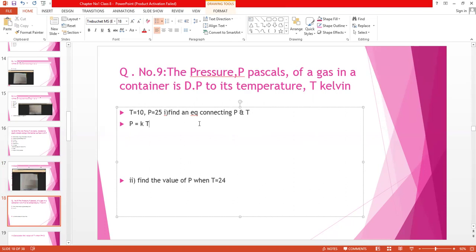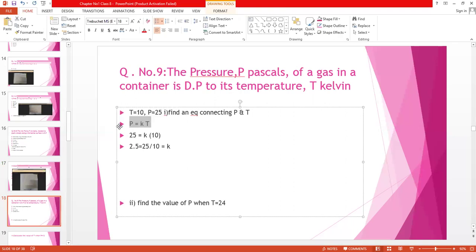Now put in the values. For T, it is equal to 10, and for pressure, it is given 25. So I have to use these values here. The value of T is equal to 10. Now 25 divided by 10 is equal to K. So 25 divided by 10, very easy. Its answer is 2.5.